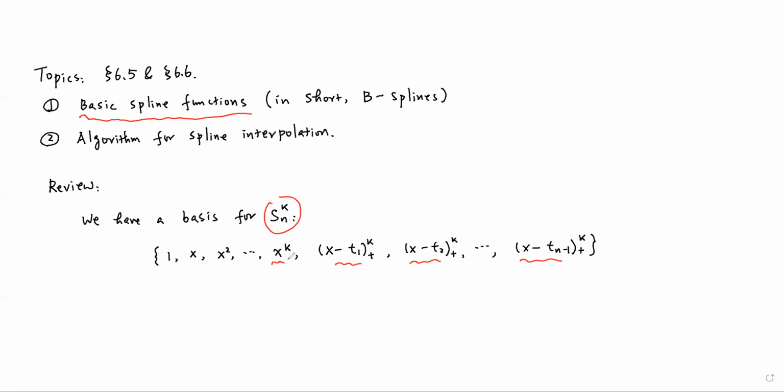As a result, if we use this basis to solve the spline interpolation problem, the resulting linear system usually is sensitive to round-off error. So therefore, this basis is not good computationally. Okay, so this is why we turn to find a new basis. In the new basis, we hope for low powers of this form.